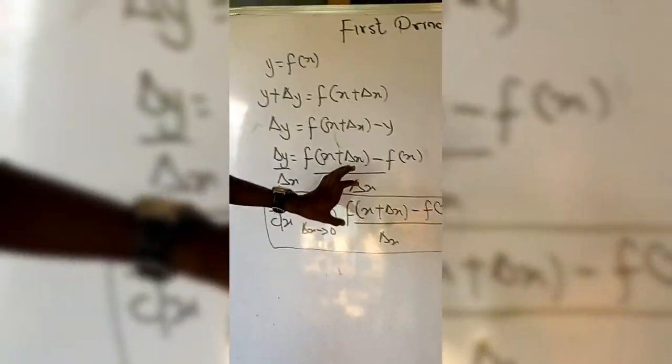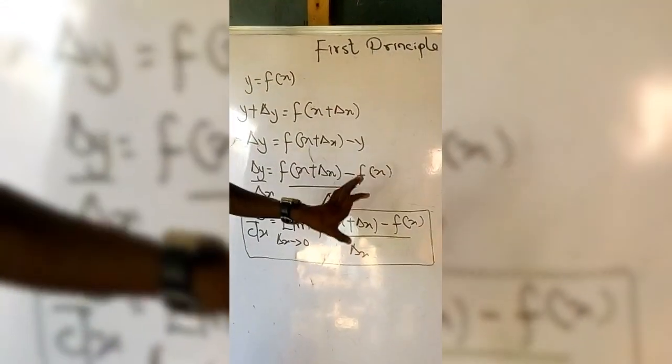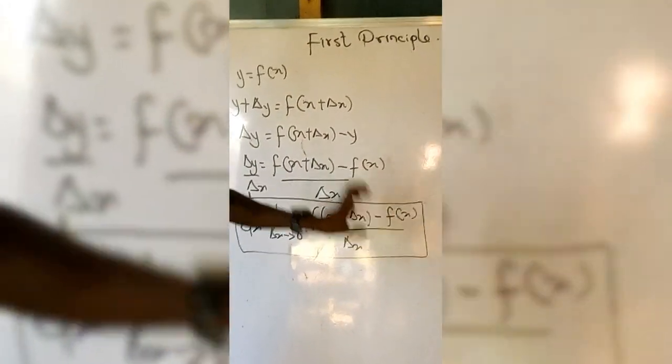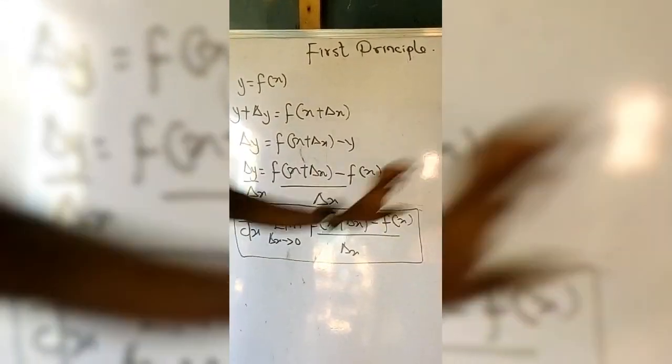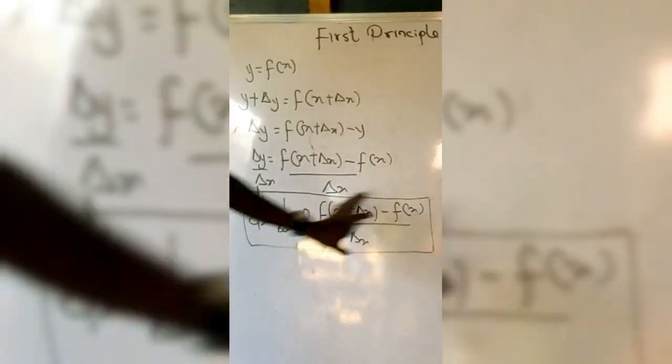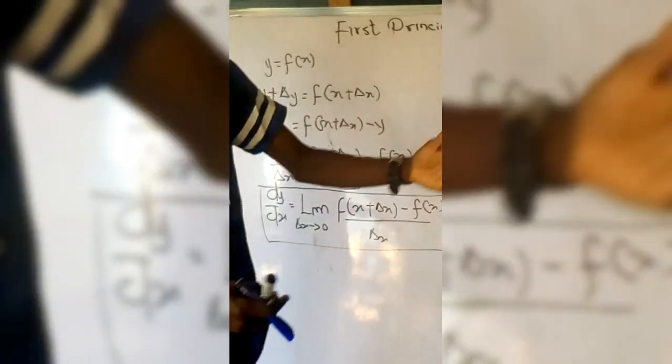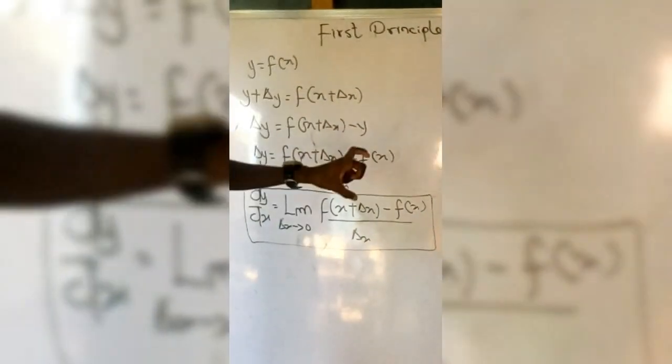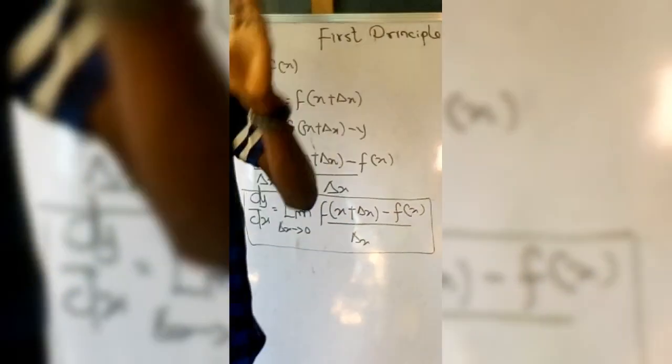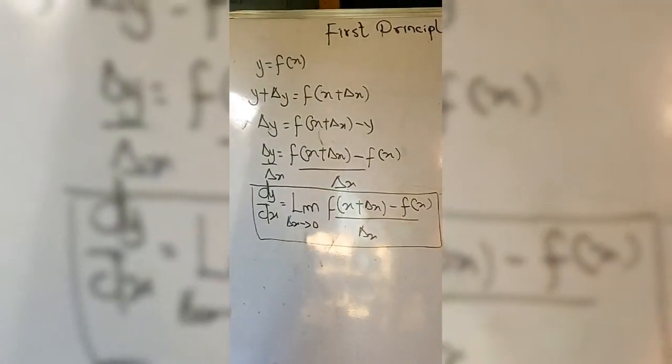So we can use this method. It is a differentiation method, one of the methods we use to solve differentiation, which is the first principle. This is the formula for the first principle. A little increase in the value of y will cause a little increase in the value of x. So this is the formula for first principle.